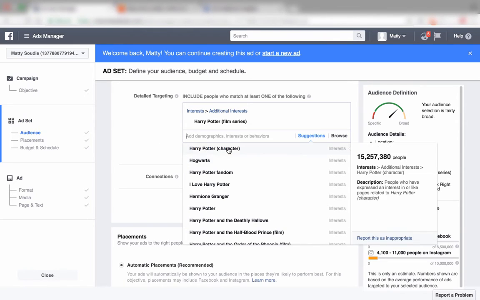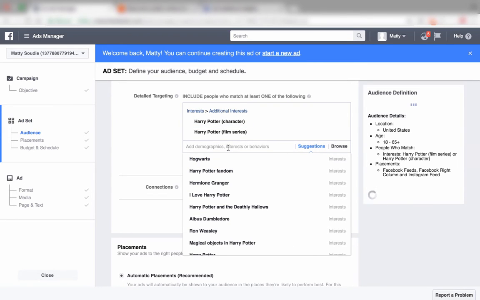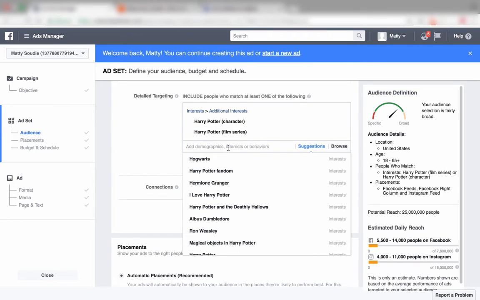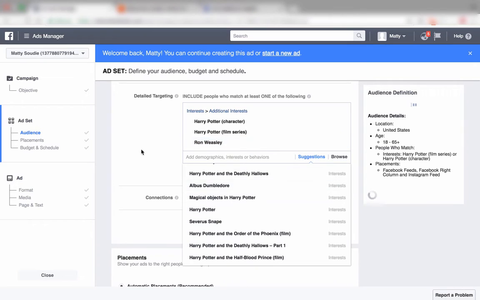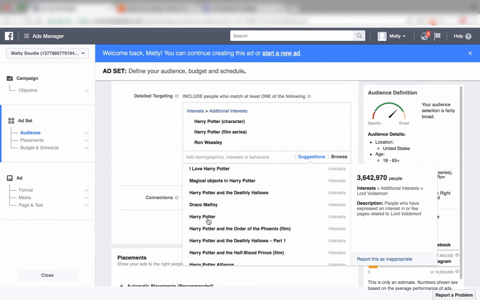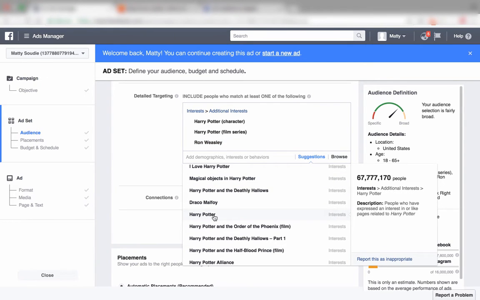Harry Potter character, everyone knows who Harry Potter is. Again, a very broad interest. There's too many people within this audience pool that are just general likers, that are not fanatics, that are not obsessed with it. Even Ron Weasley is kind of broad. Obviously, that's a broad target. You don't want to be doing that.